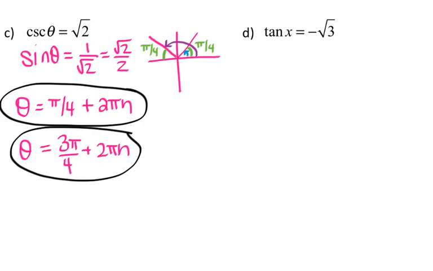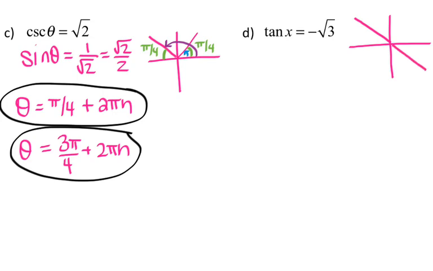Alright, tangent. So tangent is negative root 3. Tangent is negative in 2 quadrants. Just to refresh your memory, tangent is your y divided by your x. So you're looking for the quadrants when you divide your x and y's, gives you a negative value. That is this quadrant and this quadrant.